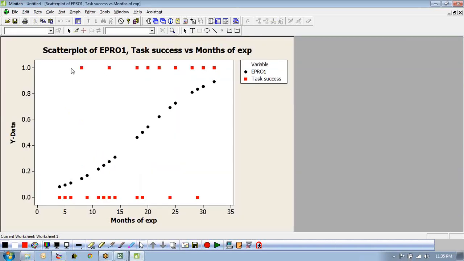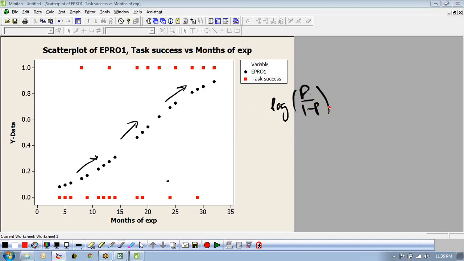So this is the actual data that we have, the ones and the zeros. That's given in red. And this line right here is our model. That's our model not for the log of p over 1 minus p, but rather this converts this to the model for p. In other words, the probability that y is equal to 1, the probability of success of a successful task.